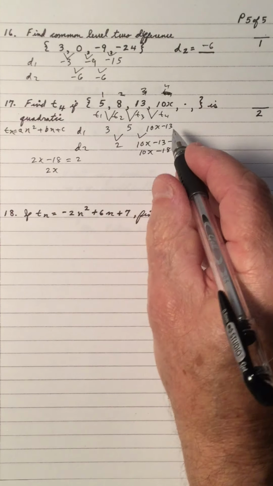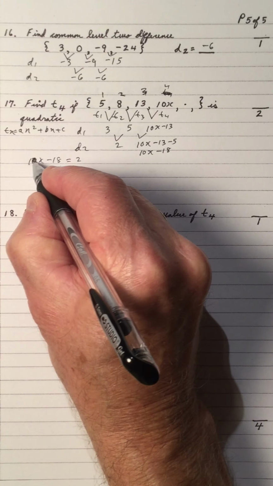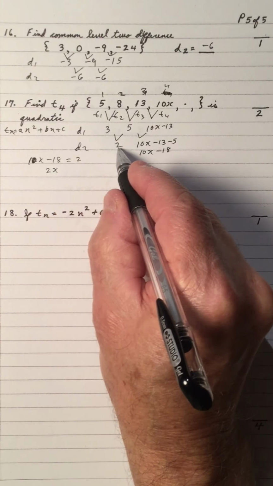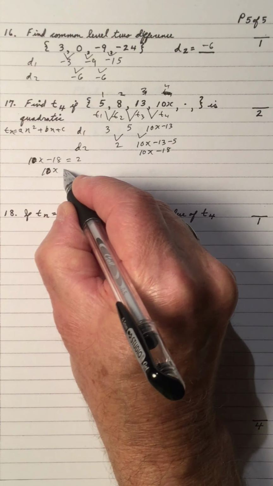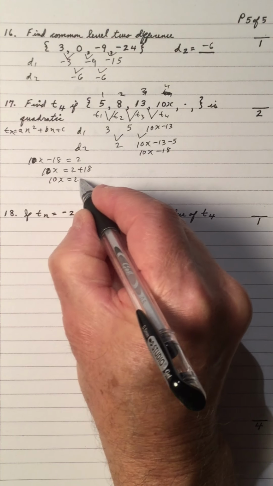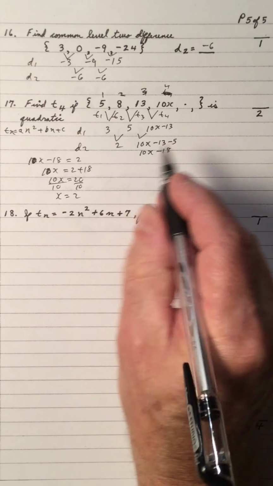I said a 10, wrote down a 2. So watch my brain. My brain works funny. I got to be careful. So 10x minus 18 equals 2. 10x equals 2 plus 18. 10x equals 20. Divide by 10, and x equals 2.